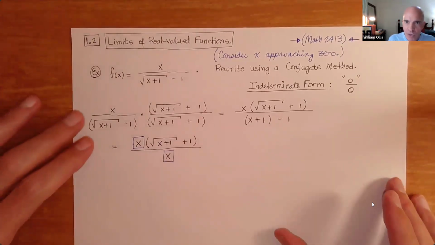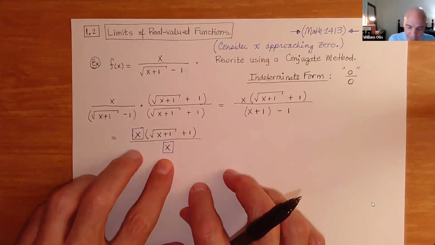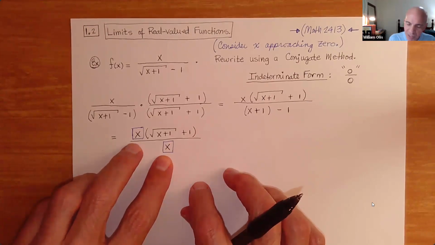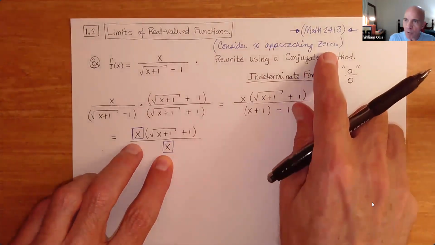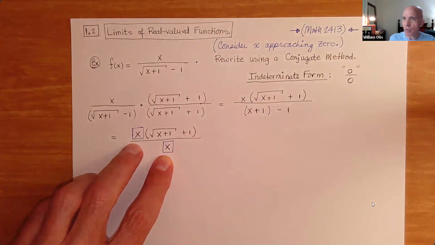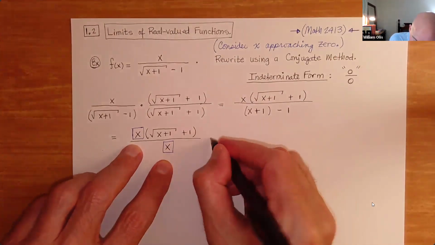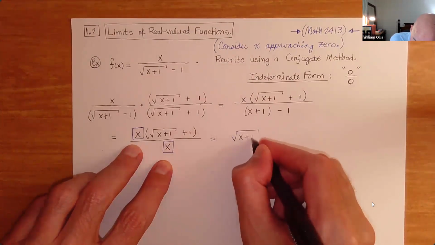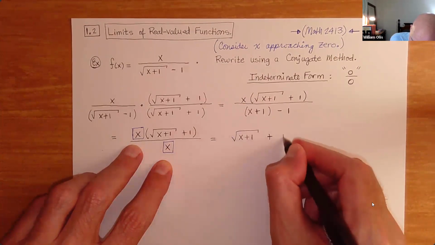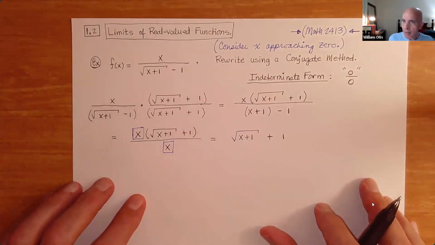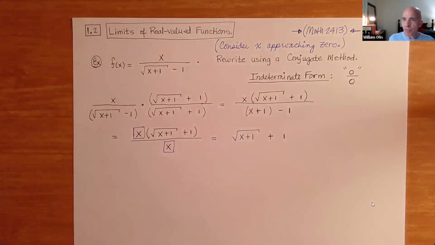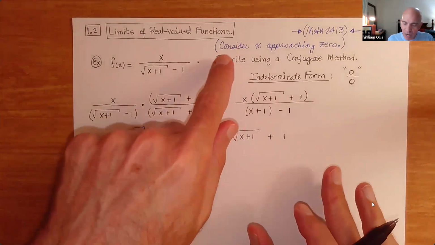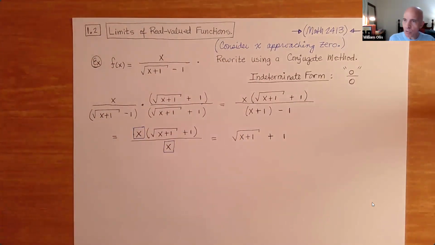There we go. So at this point, we see that the x's absorb, and we're really trying to stay away from 0, but we're getting close to 0. I'll say more about that. So when the x's absorb, we get the square root of x plus 1 plus 1. Okay, so now we're thinking, all right, intuitively. Go back to what I've written initially, consider x approaching 0.